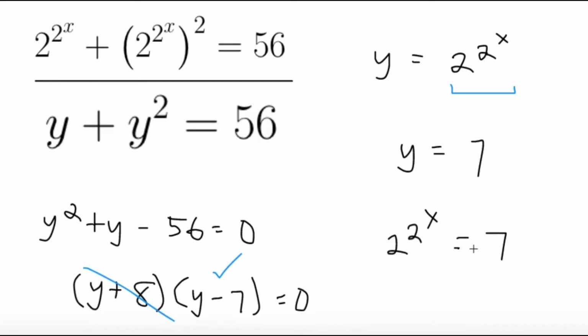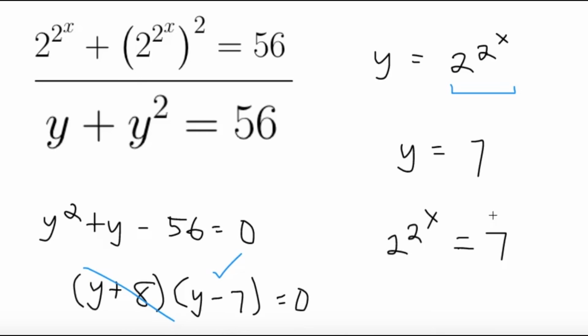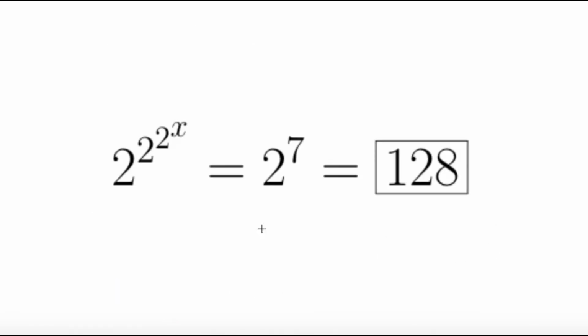Now, if you go back to the item, we're asked to find the value of 2 raised to 2 raised to 2 raised to x. Now, since we know that this part, the exponent, is equal to 7, we can directly substitute. So the answer would be 2 raised to 7, because 2 raised to 2 raised to x is equal to 7. So we just have to get 2 raised to 7, and we're going to get the answer of 128. And this will be our final answer.